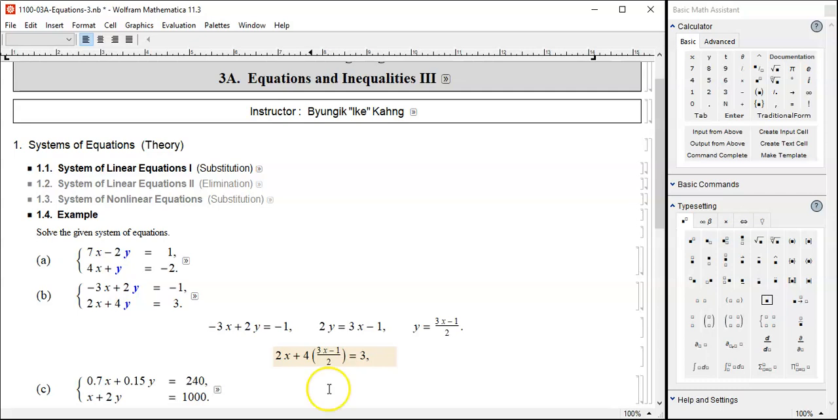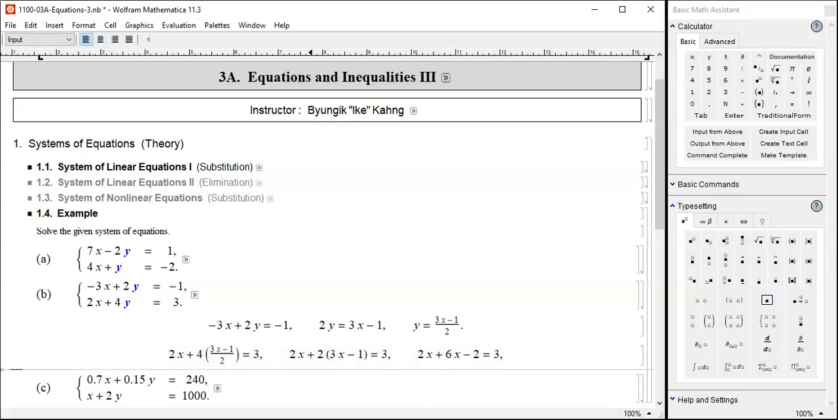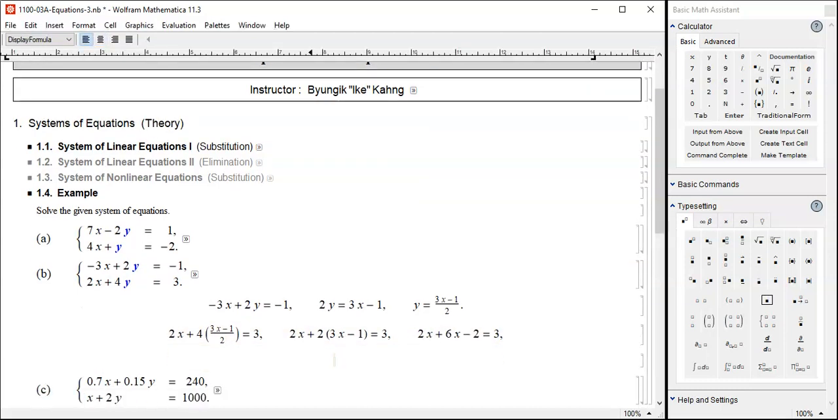Denominator first. 4 divided by 2 is 2, so we have 2x plus 2 times (3x minus 1) equals 3. And then break up the parentheses. Did I do this right? Please check my computation. Stop the playback if necessary.